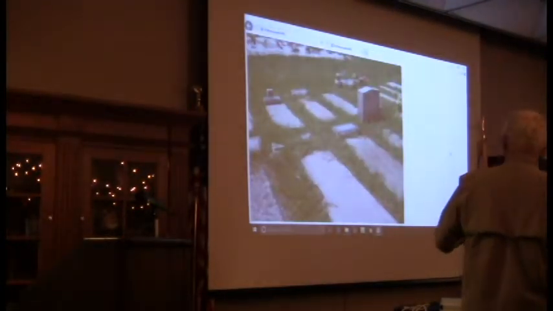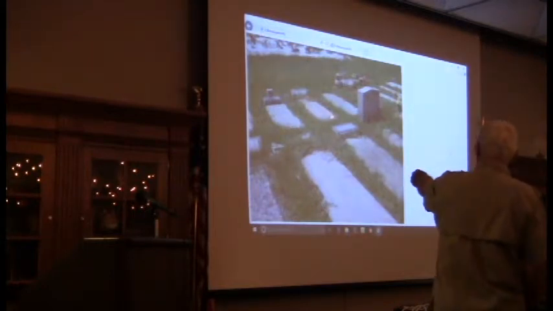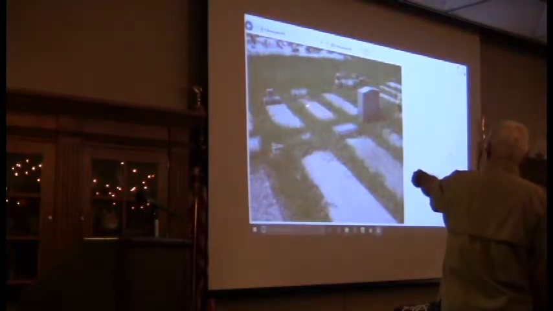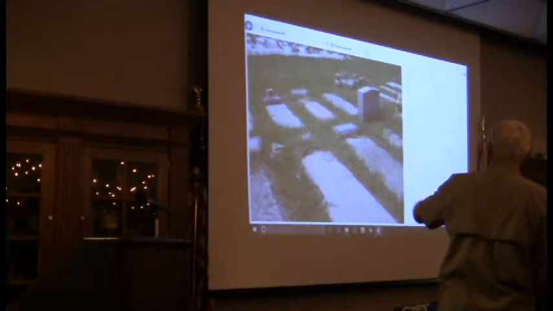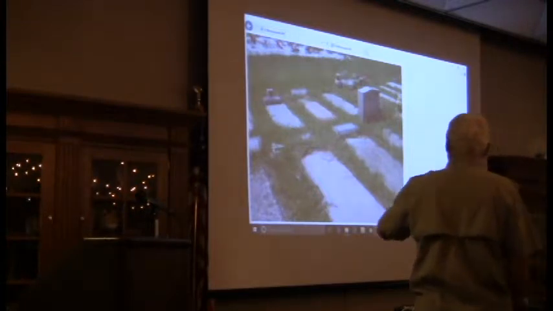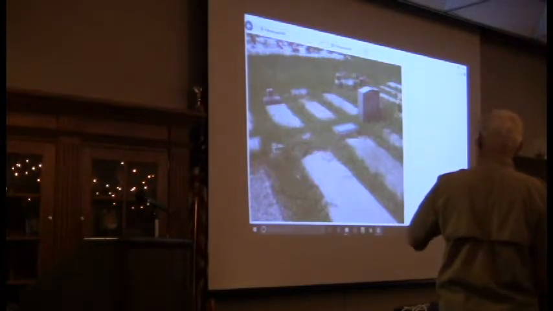Okay. It's hard to tell, but see this right here? That is painted to look like bronze. This one here. Give me the next one, please.